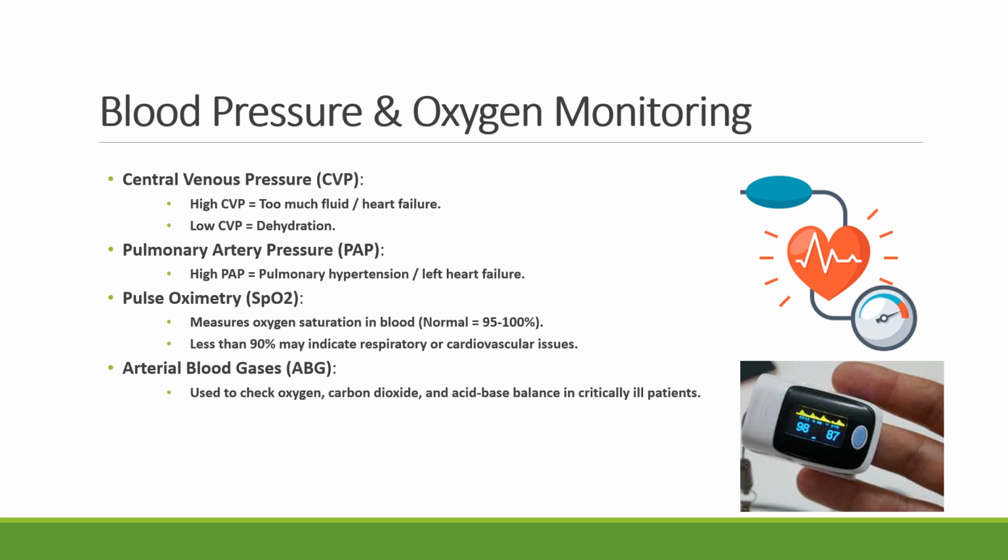Arterial blood gases, or ABG, is measured by blood being drawn from an artery, usually the radial artery, to measure the dissolved oxygen and carbon dioxide levels, as well as pH, bicarbonate, and base excess. ABG analysis provides a comprehensive understanding of oxygenation, ventilation, and acid-base balances. It is used to check oxygen, carbon dioxide, and acid-base balance in critically ill patients.